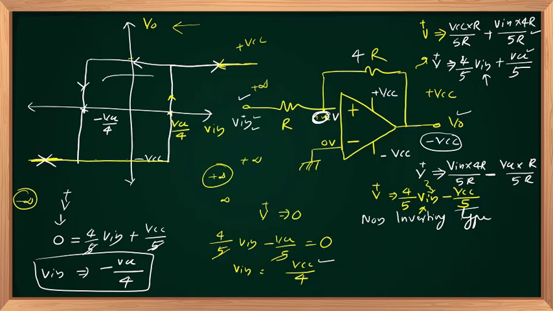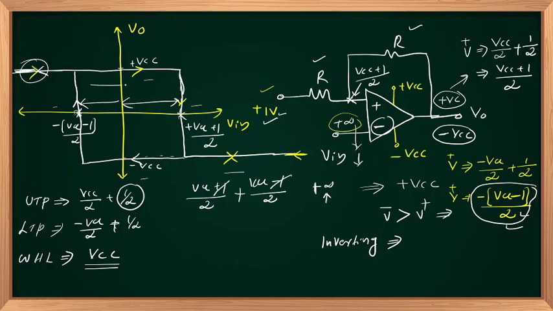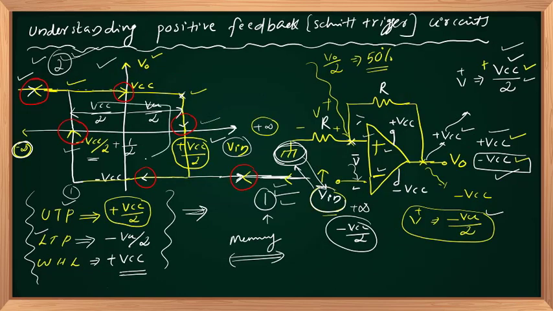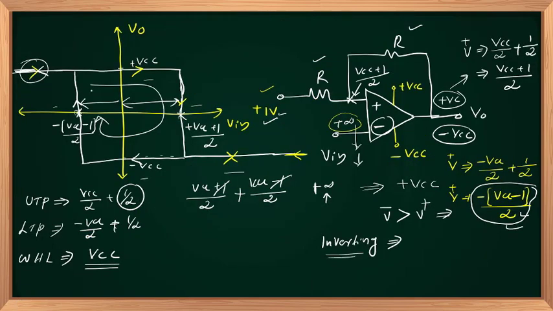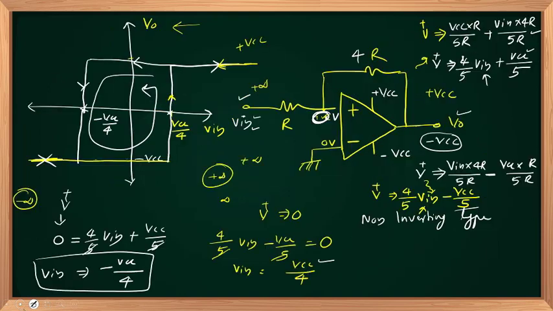The arrow direction is like this, the closed loop is anti-clockwise, whereas this was clockwise because it was an inverting type. Inverting type is clockwise, non-inverting type is anti-clockwise direction, right?